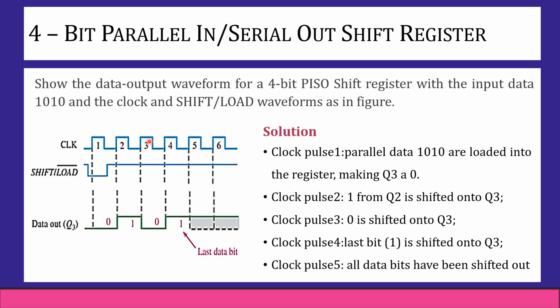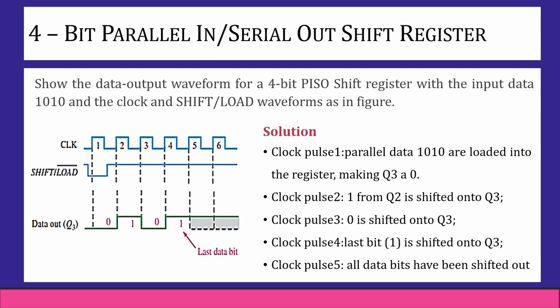Then during the next positive pulse, the 0 is shifted to Q3. Okay, during the second clock pulse, the 1 is shifted to Q3. At the same time, Q2 is shifted to Q1, Q1 is shifted to Q2, right? Q0 is shifted to Q1. That one is happening in parallel. Okay. So during clock pulse 3, the 0 is shifted to Q3. And during clock pulse 4, the last bit 1 is shifted onto Q3.